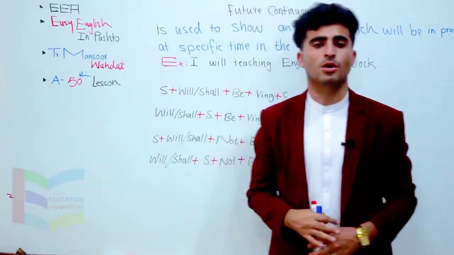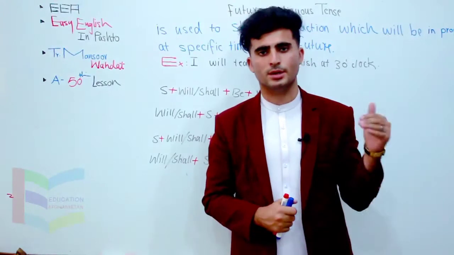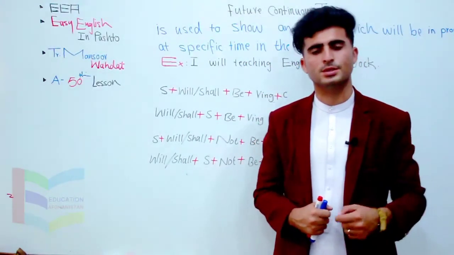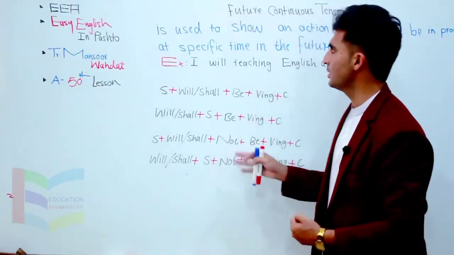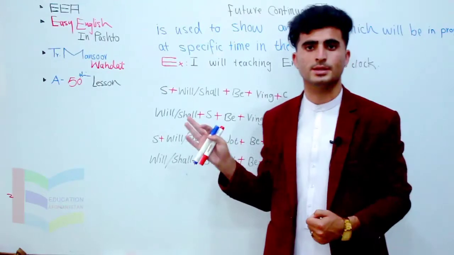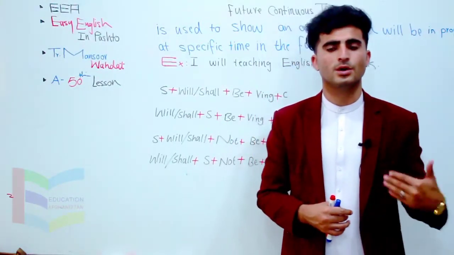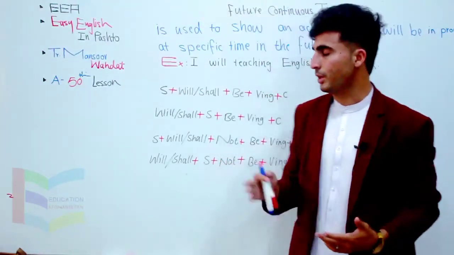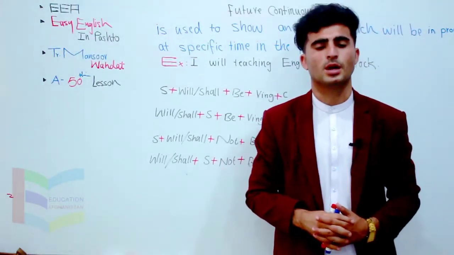Dear students, you are all aware that we had started the series of the tenses. We learned all the past tenses, all the present tenses and one tense from the future tenses. It was simple future tense. Today is the turn of future continuous tense, and we will have only three tenses remaining: future continuous tense, future perfect tense and future perfect continuous tense. Today we are going to talk about future continuous tense or future progressive tense.